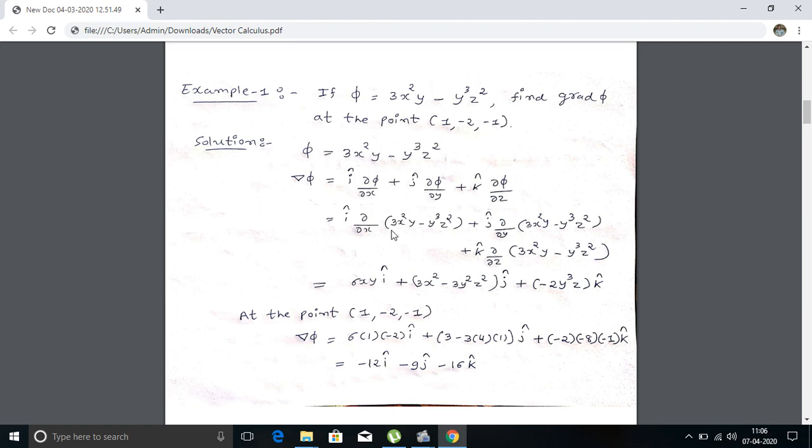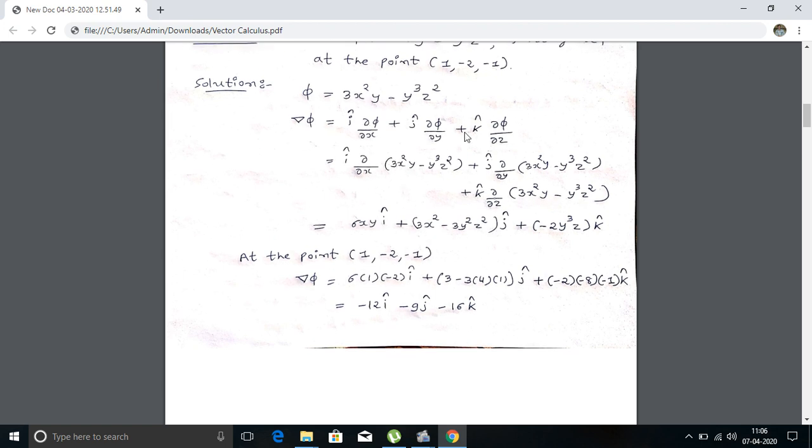Putting this function here: i del by del x of (3x square y minus y cube z square) plus j del by del y of (3x square y minus y cube z square) plus k del by del z of (3x square y minus y cube z square). Now partially differentiating with respect to x, we get 6xy i. Partially differentiating with respect to y, we get (3x square minus 3y square z square) j. Again partially differentiating with respect to z, we get minus 2y cube z k. Clear? This is our gradient phi.